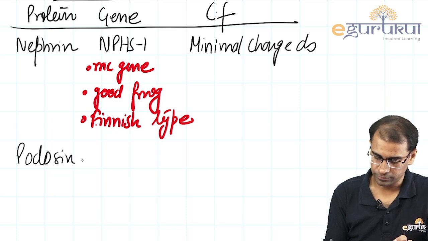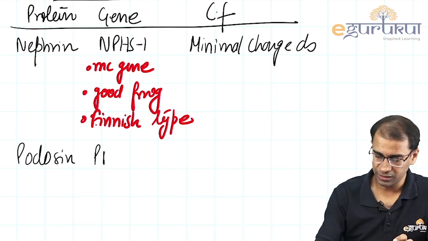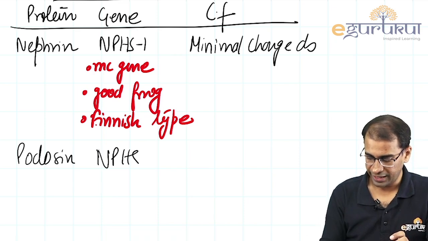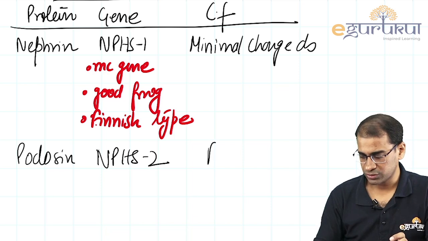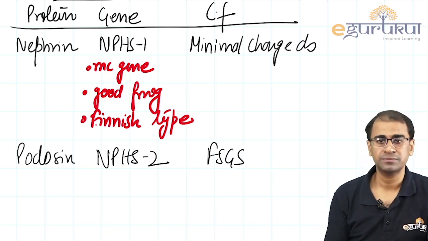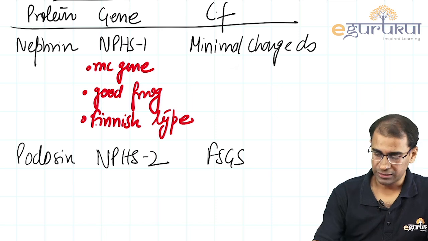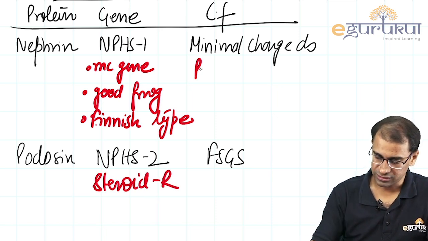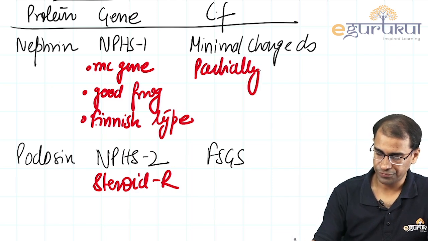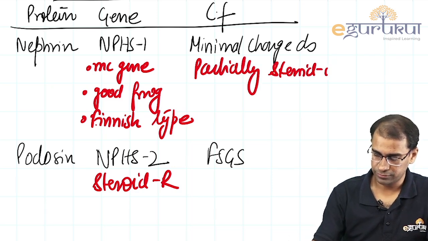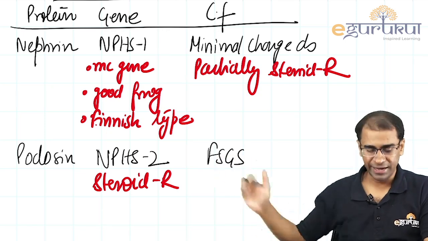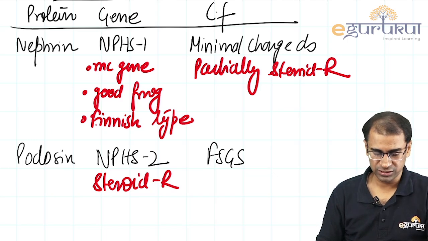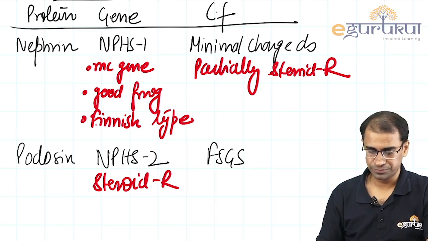Podosin, gene name NPHS2, shows FSGS morphology. Okay, the first case is partially steroid resistant, but NPHS2 is completely steroid resistant.